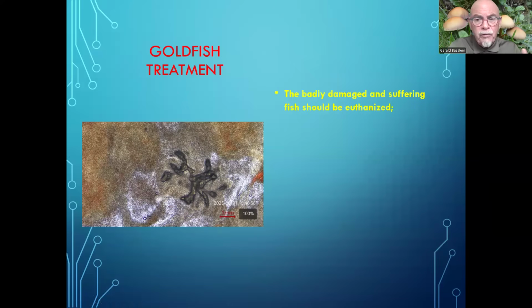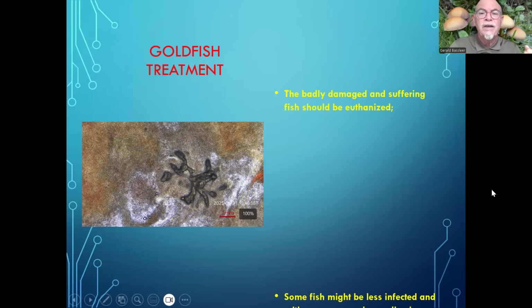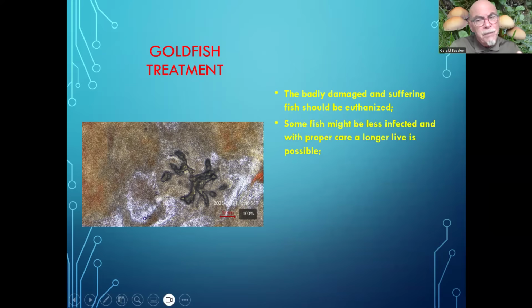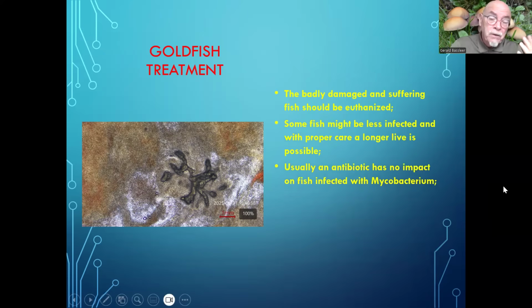So the badly damaged fish that are suffering badly, you should put them gently asleep or euthanize. Some fish might be less infected and with proper good care can have a good, longer, healthy life, or semi-healthy. They might still have some tuberculosis, but they can survive it as long as you take good care of the fish. Usually an antibiotic has no impact on the fish infected with Mycobacterium because the bacteria is encapsulated and no medication can go through the tubercle.